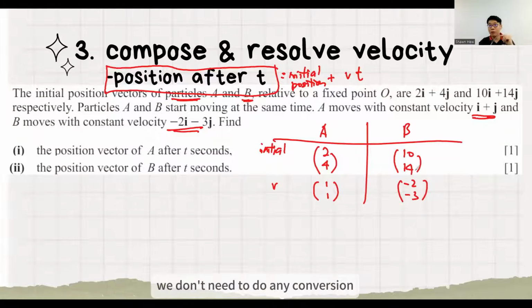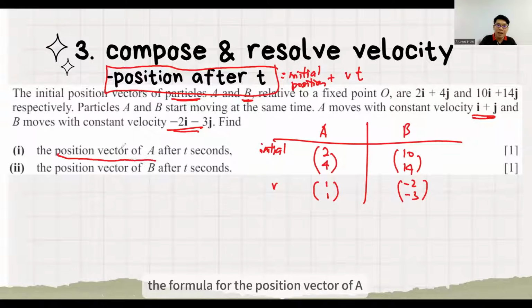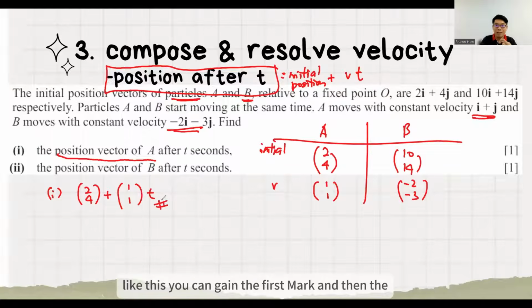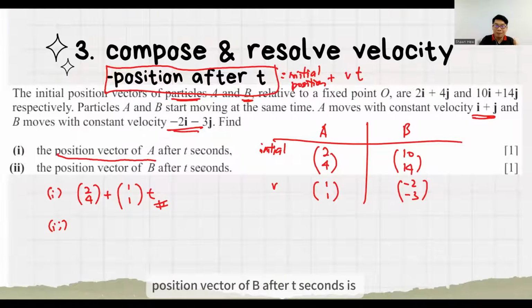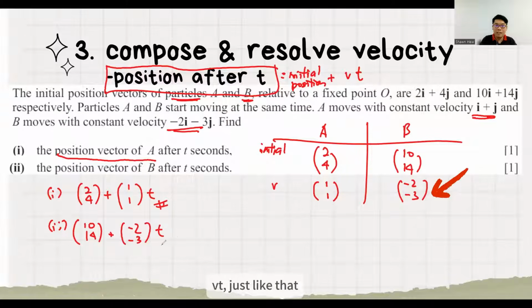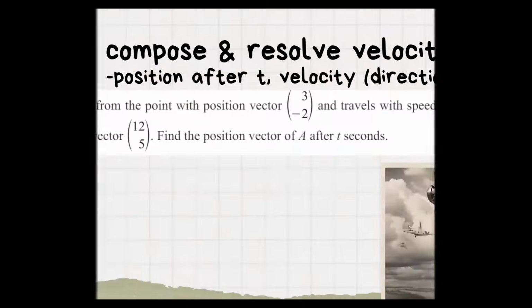So for this question, we don't need to do any conversion because they already give all the information in velocity. So we can already apply the formula for the position vector of A, which is initial plus vt. Like this, you can get the first mark. And then the position vector of B after t seconds is initial position plus vt, just like that.